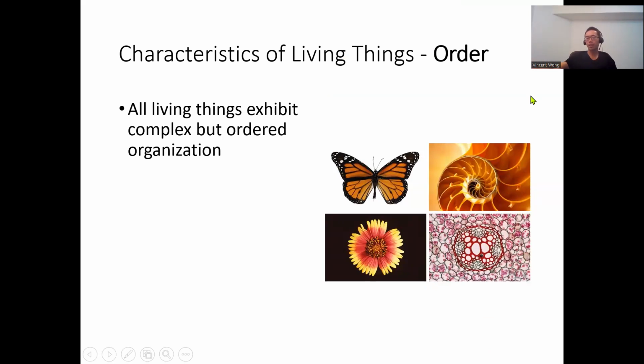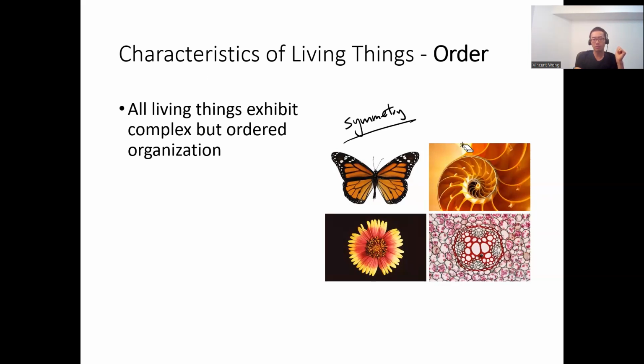First characteristic is order. Okay? All living things exhibit complex but ordered organization. Okay, if you look at their structure, things rarely appear to be random. Okay, so there is symmetry, right? Most organisms have some kind of symmetry, okay, especially animals, like humans, left-right symmetry, right? Butterfly, left-right symmetry, dog, all these things have some kind of symmetry. There is some kind of geometry to it.